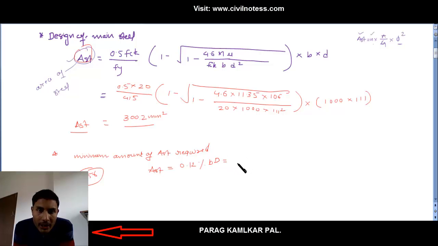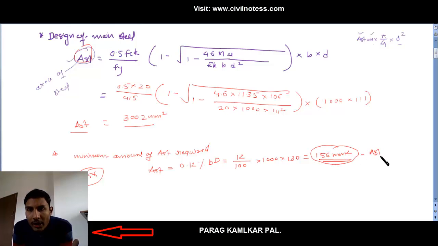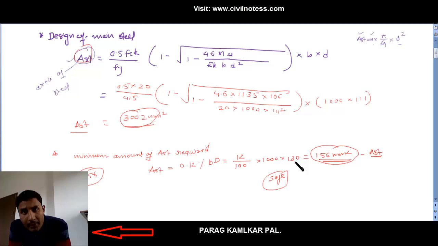So the value is 0.12 percent. What is the b we have right now? And the D we already took is 130. Okay, so when we solve this value, we get 156 mm square. So guys, for this slab, only 156 mm square Ast is required. But we have 300.2 mm square Ast. Comparing these two, it's almost double of the required Ast. Okay, now we are safe in depth and we are safe in Ast also.